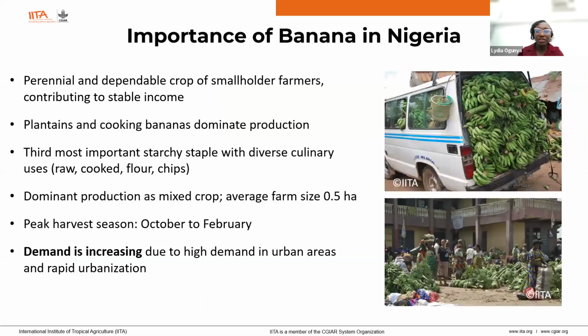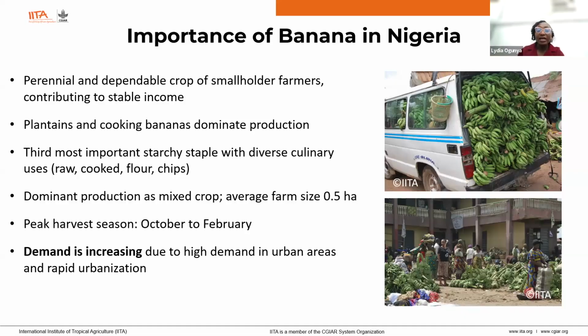Now we talk about the importance of banana. This will help us have background information on how important banana is in the country. Banana is a perennial crop and is a dependable crop for smallholder farmers, contributing to stable income. How? Bananas are available all through the year in Nigeria. However, banana has its own peak season between October and February of each year.